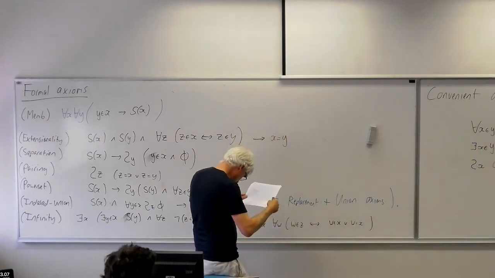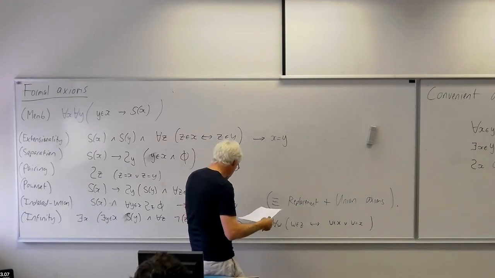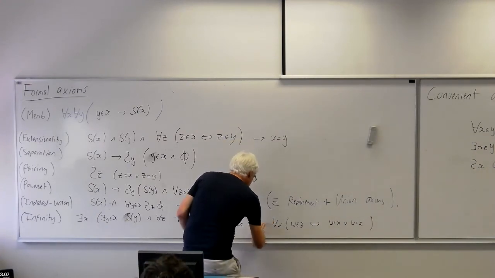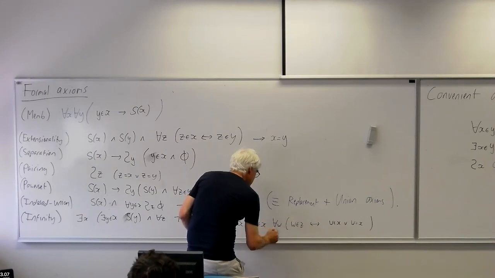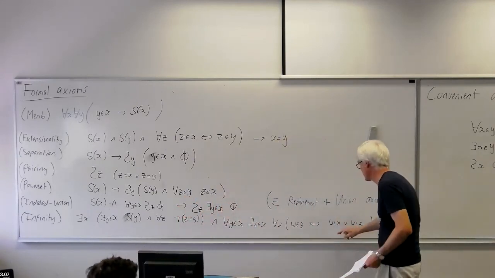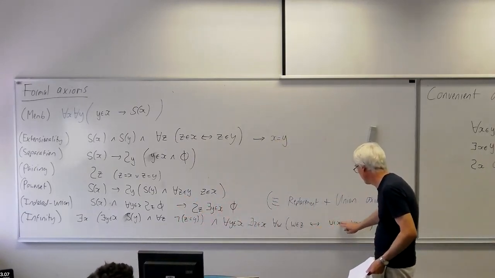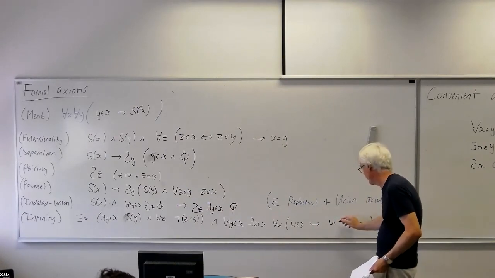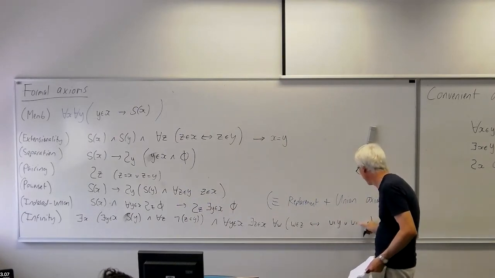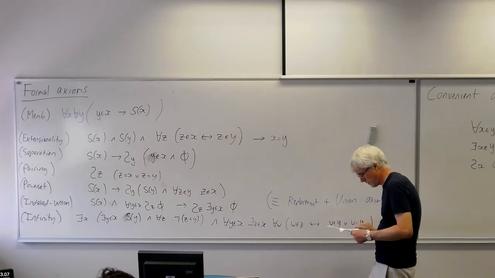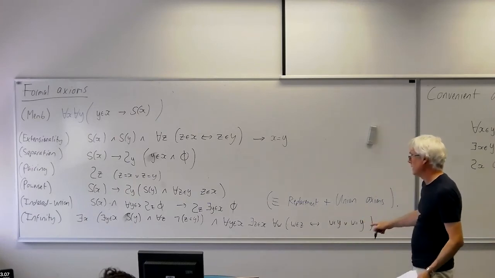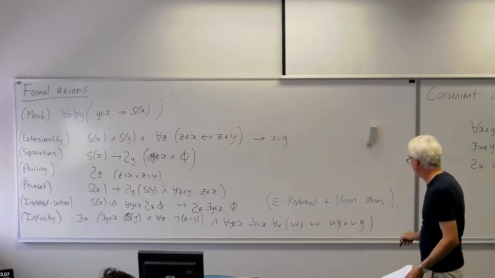So if for all Y in X, there exists a Z in X, this should be the von Neumann successor of Y here. Right, anyway, there we go.